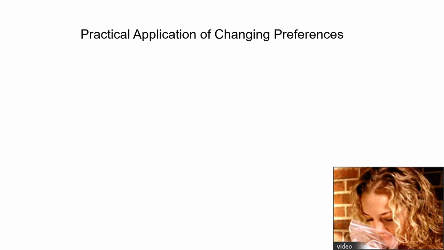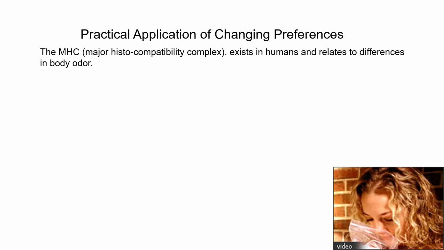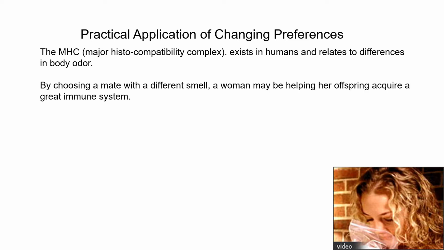So I talked before about t-shirt studies and how that related to preferences, especially long-term preferences. Well, let's look at it when we talk about the difference between long-term and short-term preferences when we're talking about MHC, major histocompatibility complex. It basically causes differences in body odor. And by choosing a partner with a different smell, a woman can be helping her offspring acquire a greater immune system because the MHC is an indicator of their immune profile.